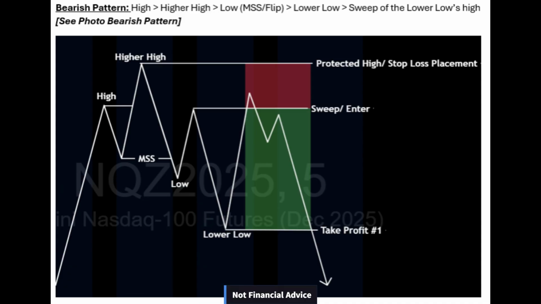The easiest way to picture this is price is walking in one direction, hits a wall, it turns around and starts walking the other way. That turn is the flip.